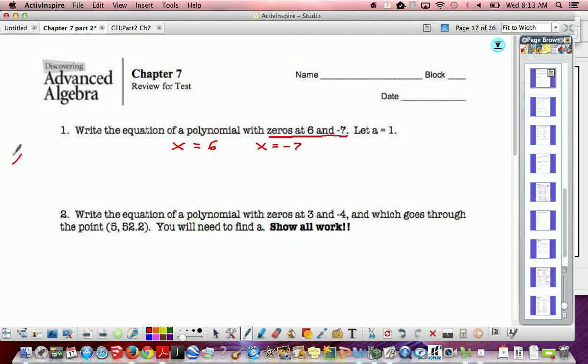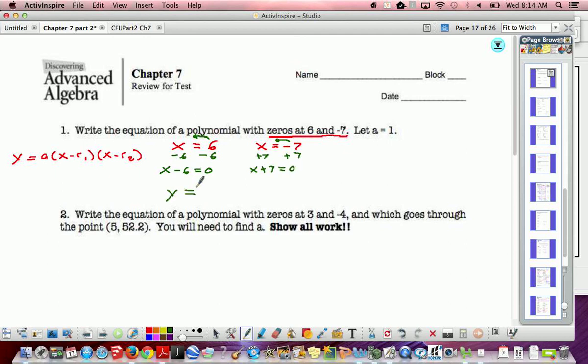We want to write it in this form, y equals a, x minus the first root, x minus the second root. So we've got to get it in these factors. What you need to do is just move the numbers to the other side by doing its inverse operation. So here I'm going to minus 6, so x minus 6 equals 0. Here I'm going to add 7, so I get x plus 7 equals 0.